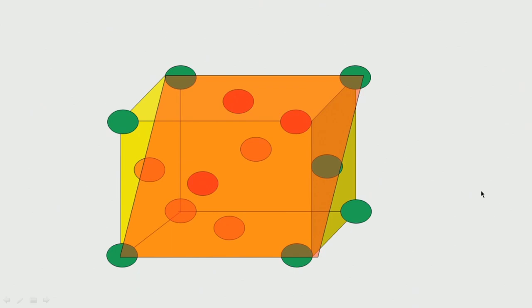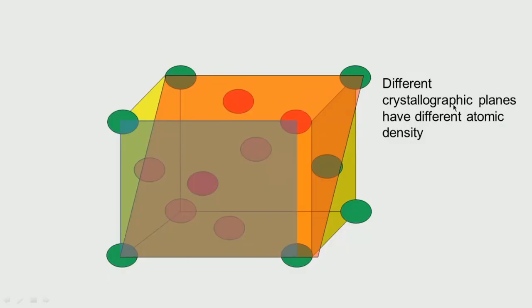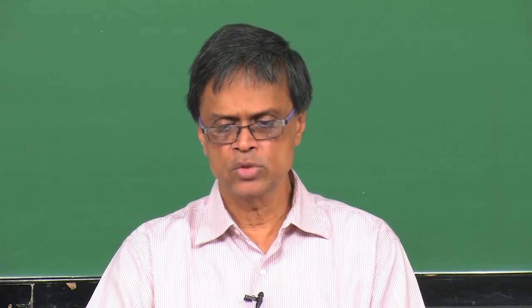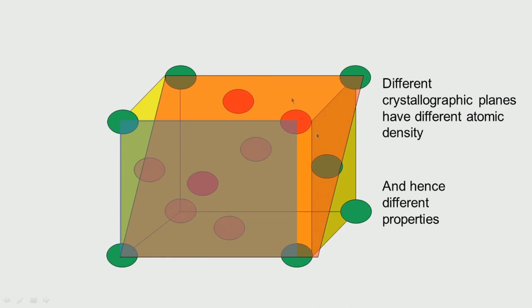So, there is going to be a lot of difference in their yield strength or the Young's modulus. So, you need to keep that in mind. Different crystallographic planes have different atomic density, or the number of atoms in that particular unit cell is going to be different. So obviously, hence different properties; the properties can change dramatically. So, you need to keep that point in mind.